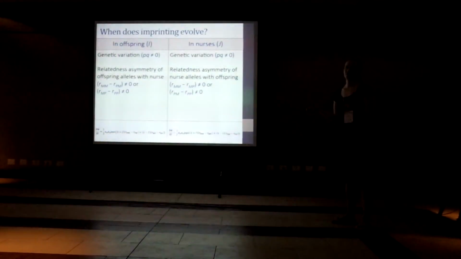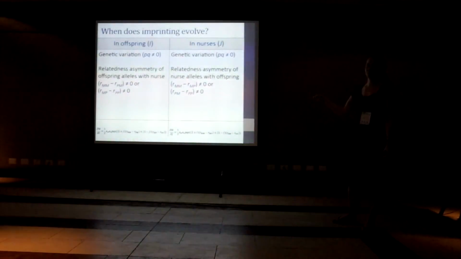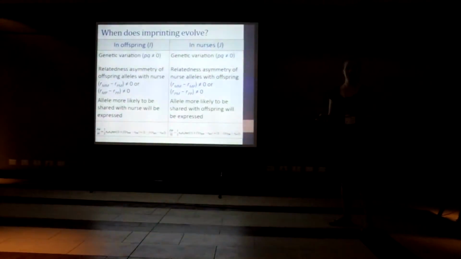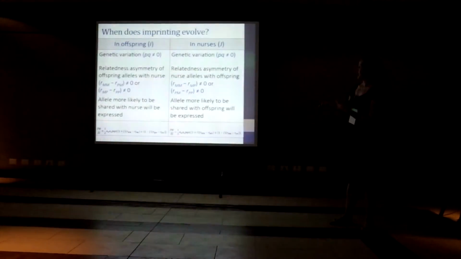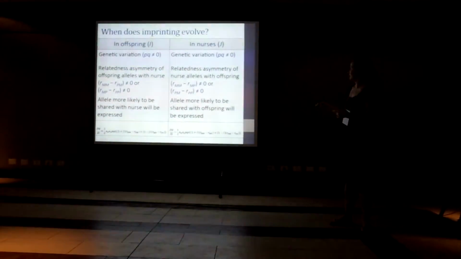Likewise, in the nurses, imprinting will evolve if there is an asymmetry in the relatedness of their two alleles with a given allele in the offspring. And as far as the direction of imprinting that we expect under these conditions, with the offspring, the allele that they're more likely to share with the nurse will be expressed, and in nurses, the allele they're more likely to share with the offspring will be expressed.